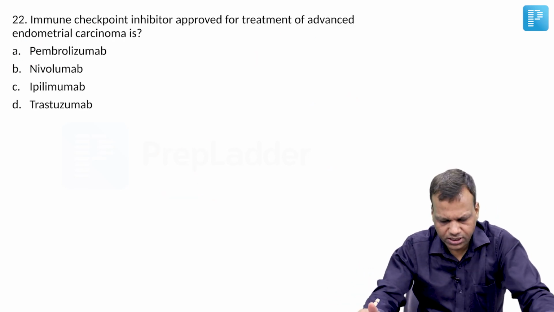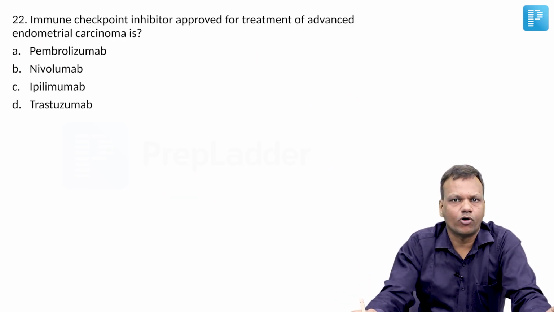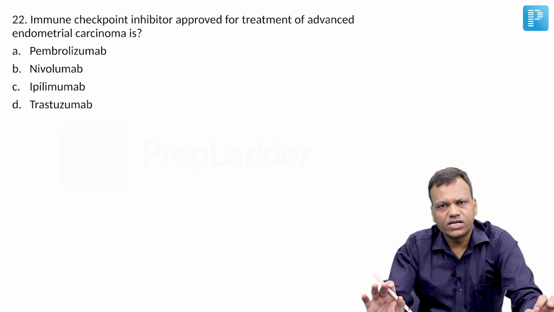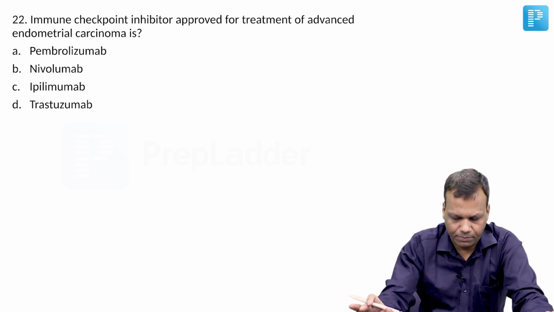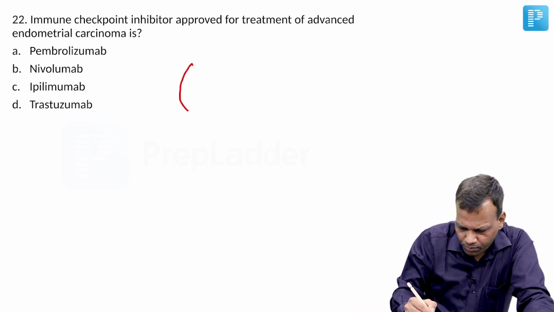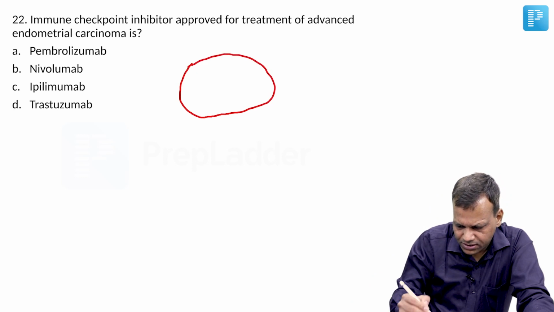Okay. Next question is regarding immune checkpoint inhibitors. First of all, what is the meaning of immune checkpoint inhibitors? Normally, this is a cancer cell.